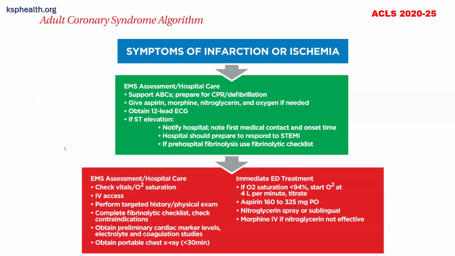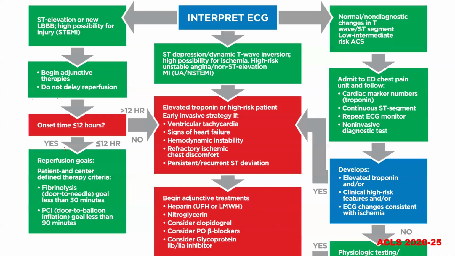If the oxygen saturation is less than 94, start oxygen, 4 liters per minute, regular nasal cannula. Give aspirin, baby aspirin, not coated aspirin, and nitroglycerin. When you do that, make sure the blood pressure is more than 90. Give morphine if the pain is not relieved by nitroglycerin. Morphine can drop the blood pressure, so just make sure the blood pressure is supported.